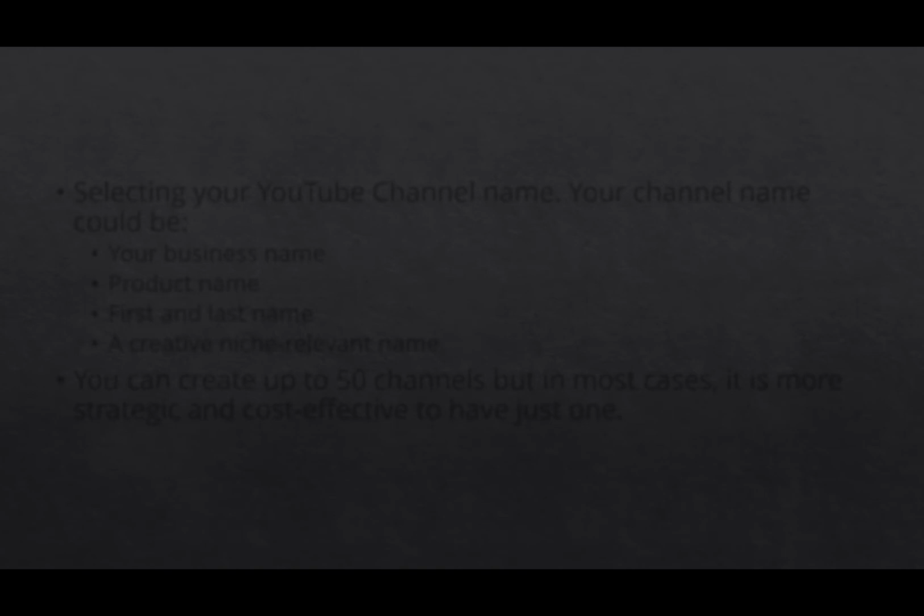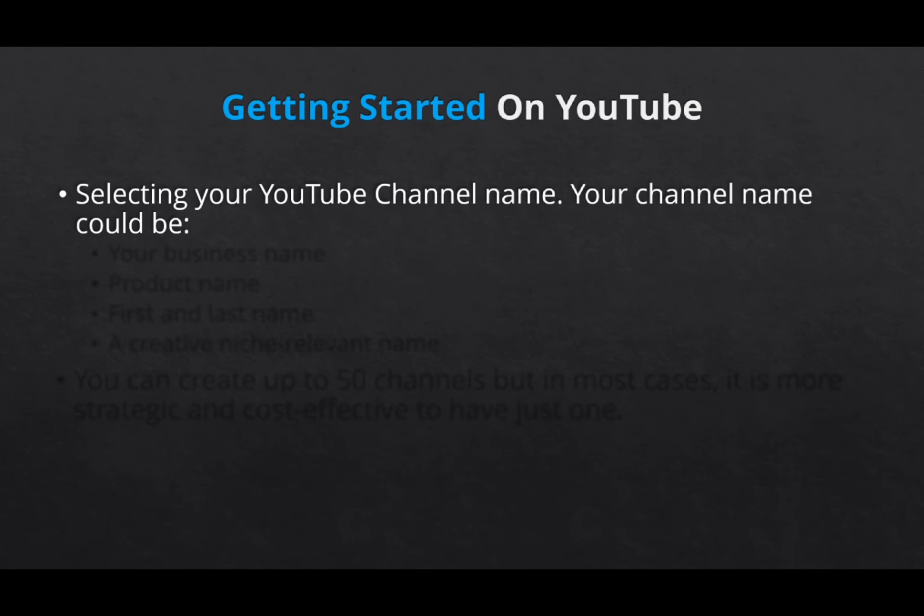The first step in getting started on YouTube is to create your own company channel. If you already have a company channel, you can organically optimize your channel with the tips below.